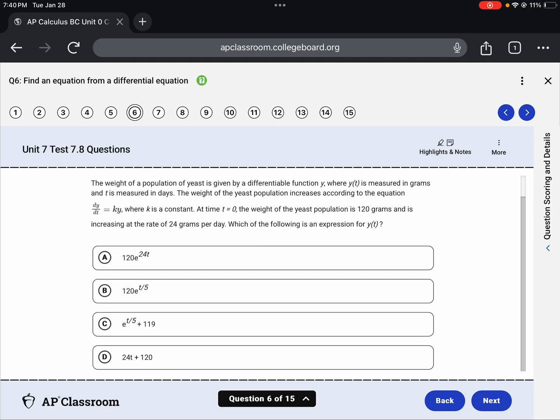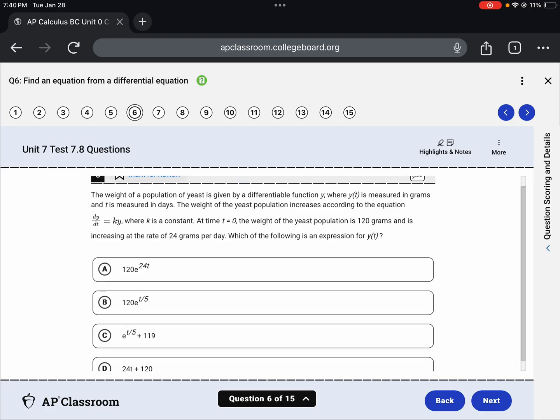6 would be good. So the weight of a population of yeast is given by a differentiable function y, where y of t is measured in grams and t is measured in days. The weight of the yeast population increases according to the equation dy/dt is equal to ky. So that's your hint that it's an exponential model, where k is a constant. At t equals 0, the weight of the yeast population is 120 grams.